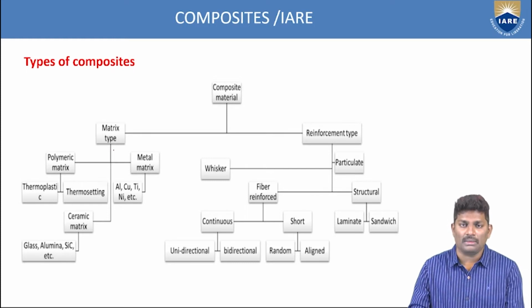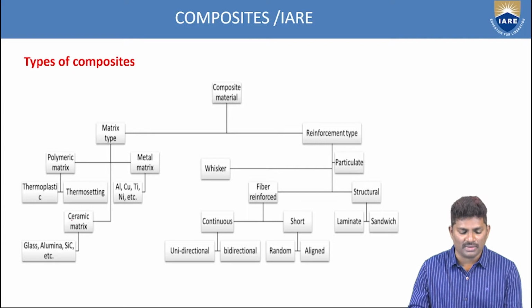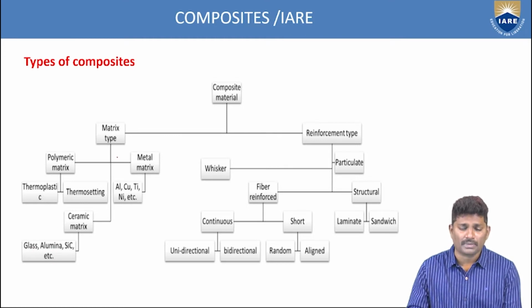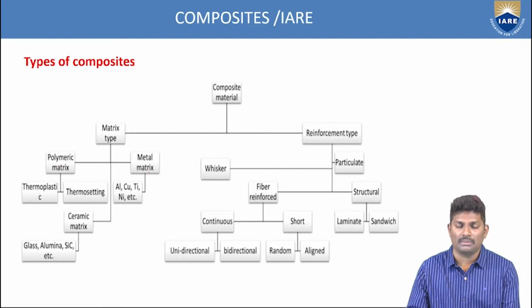Now again, the matrix type is divided into ceramic matrix, under which you have glass, aluminum, silicon, etc. Now, the main characteristics of the matrix type: it is again subclassified into polymeric and metallic matrix.